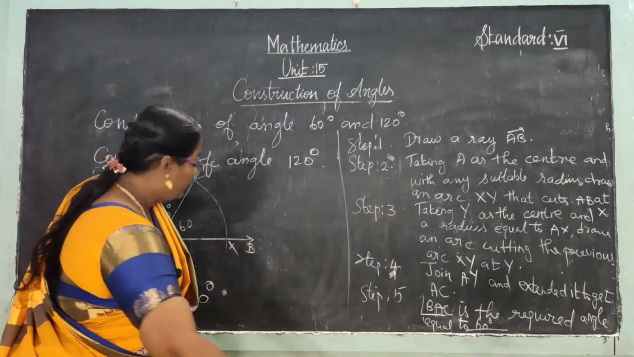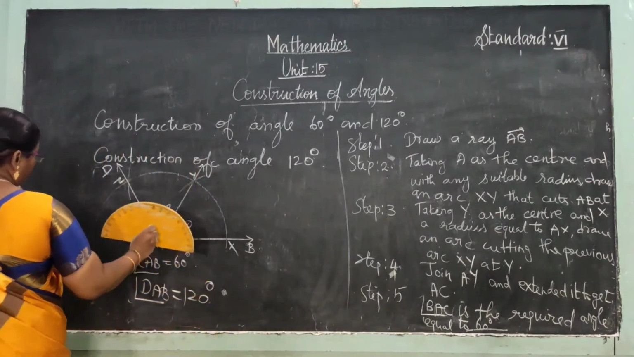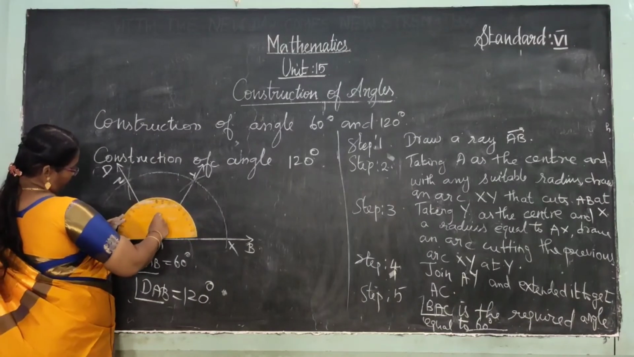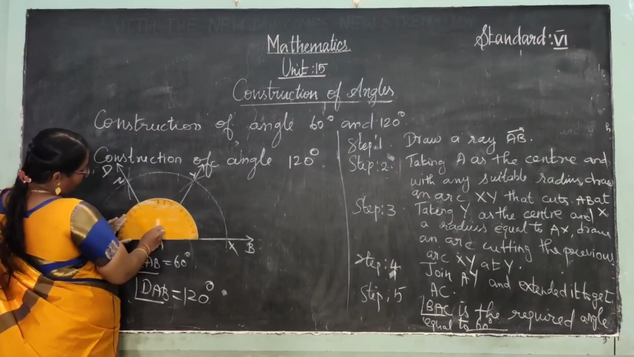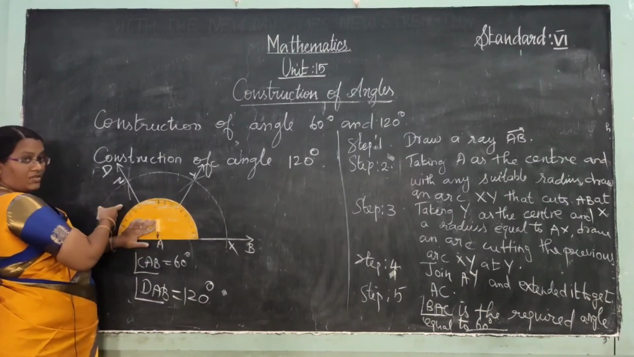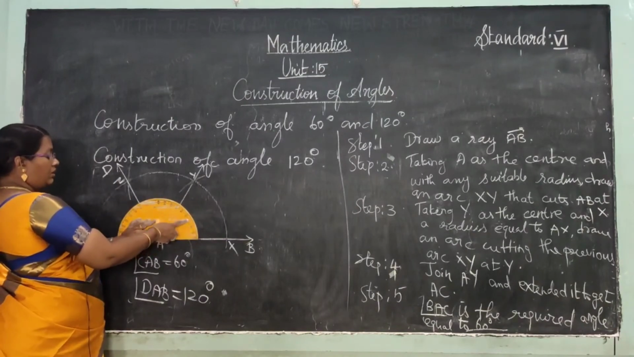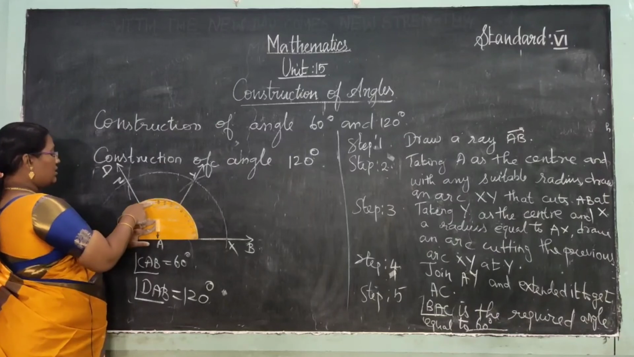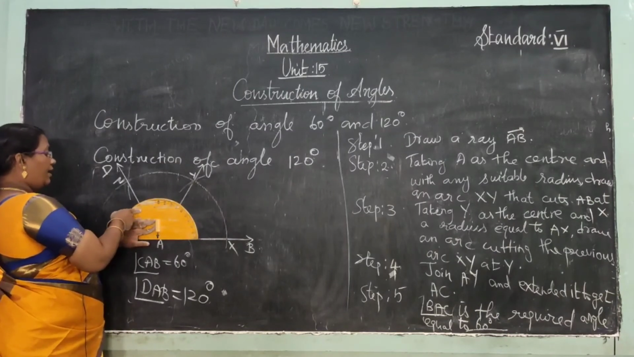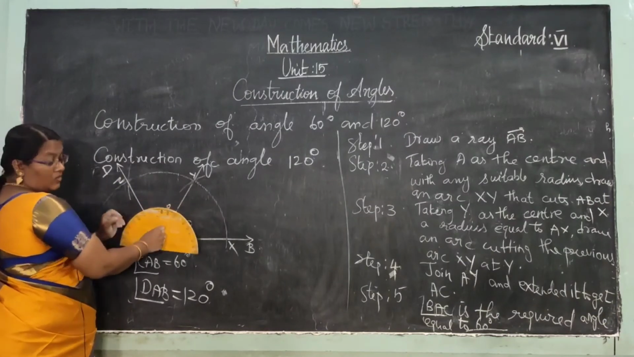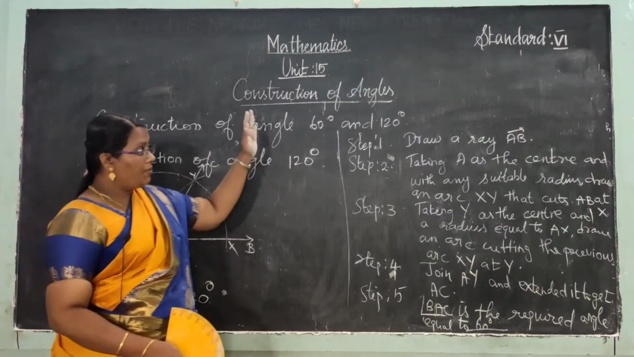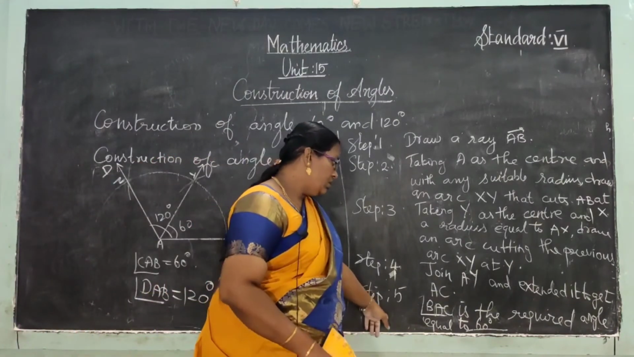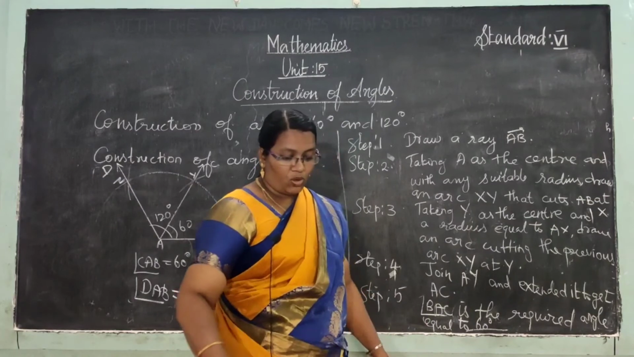Using the protractor you check the angle. Is this visible? 0, 10, 20, 30, 40, 50, 60, 70, 80, 90, 100, 110, 120. So 120 degree. The same steps, we have one more step added in this place. That's all.